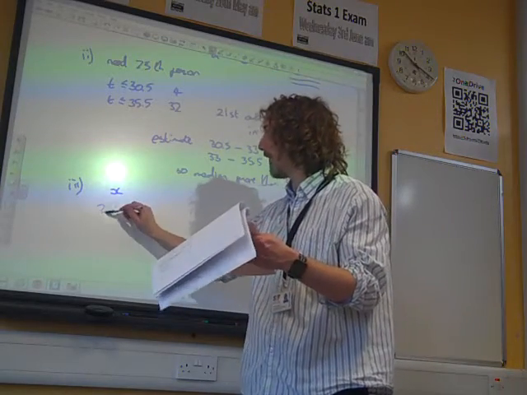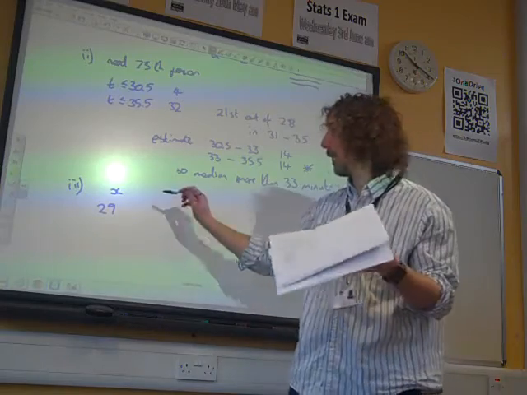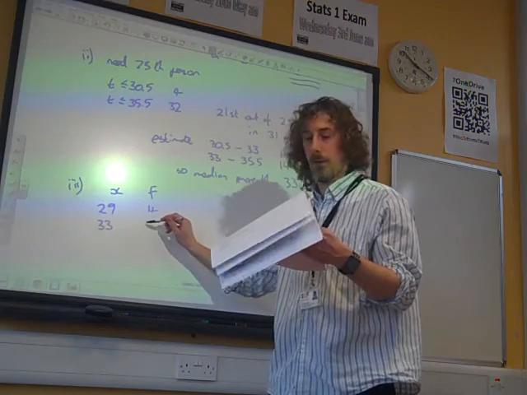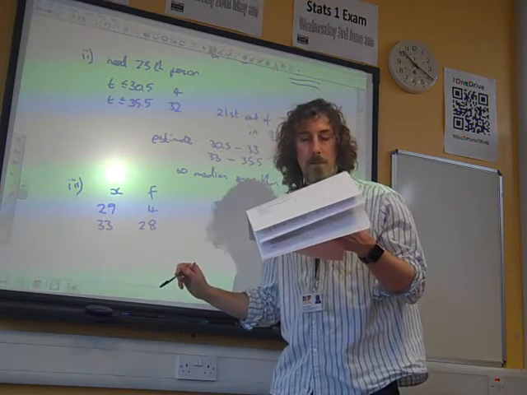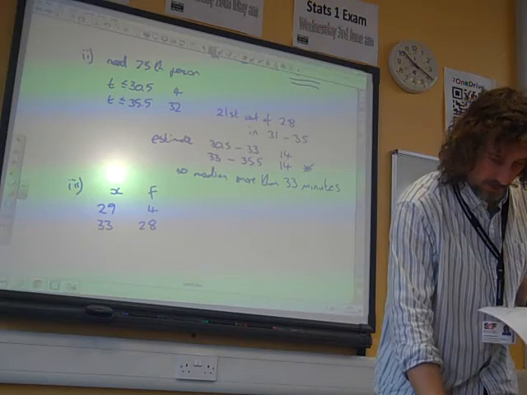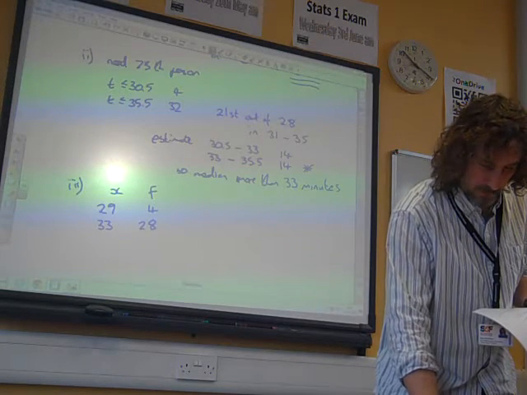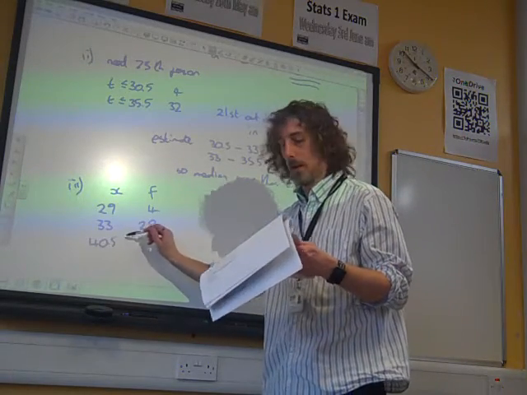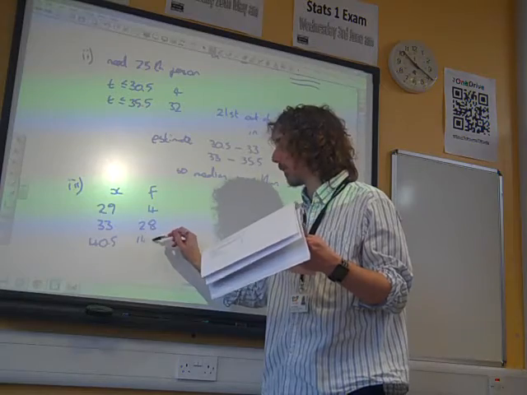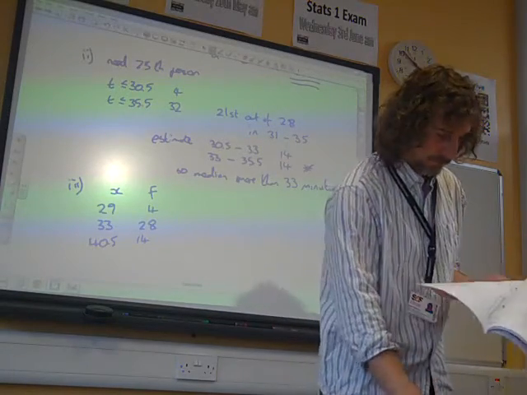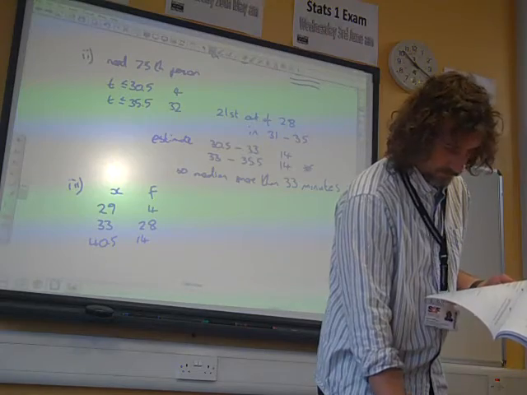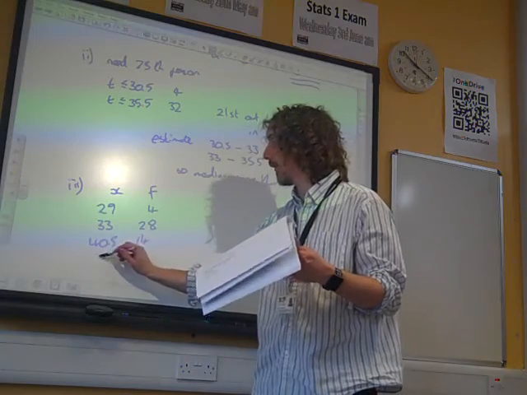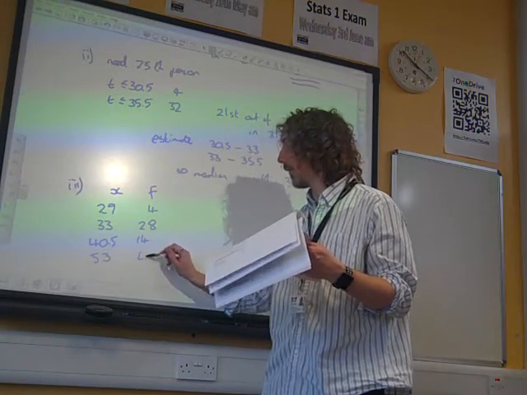The midpoints would be 29, halfway through that first group, has a frequency of 4, 33 with a frequency of 28. What's the next midpoint? 36 plus 45 divided by 2. The next midpoint is 40.5, has a frequency of 14. The next one, the midpoint is 53, halfway between 46 and 60, and that has a frequency of 4.